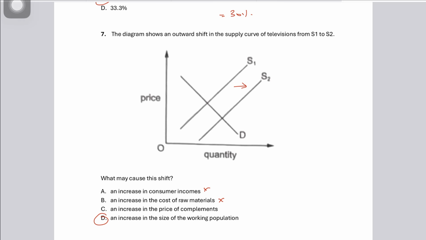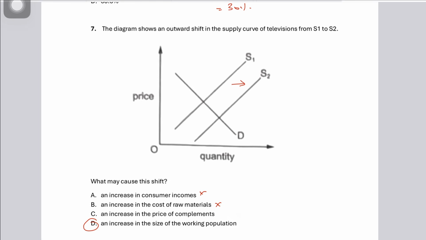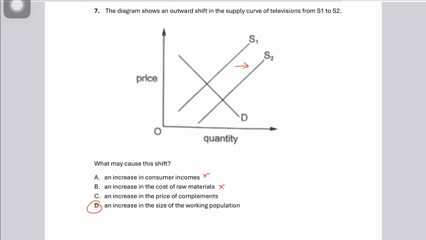So if you're increasing the working population, the labor supply will increase. And if the labor supply increases, this will reduce labor shortages, and that will allow reducing firms' supply bottlenecks and reducing their costs, which would allow the firms to produce more televisions. So David is the correct answer.